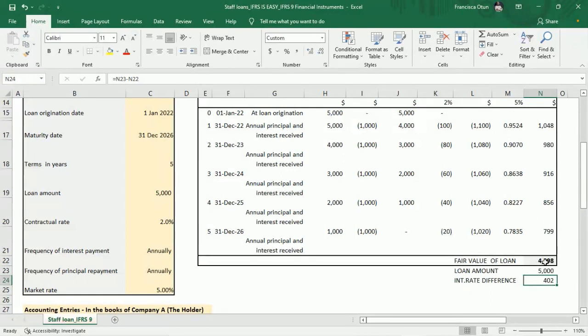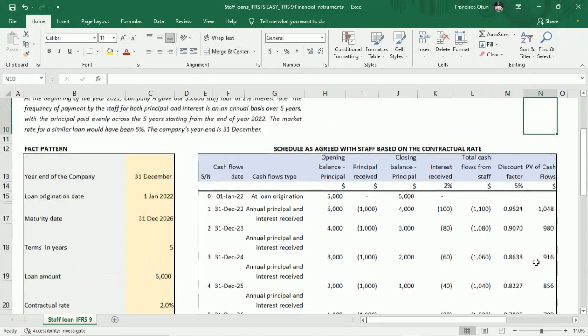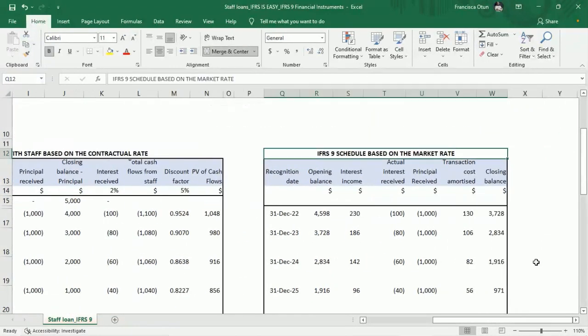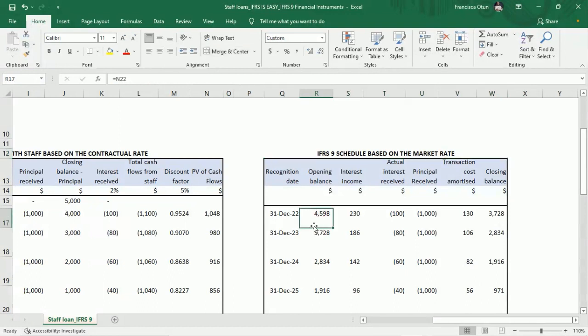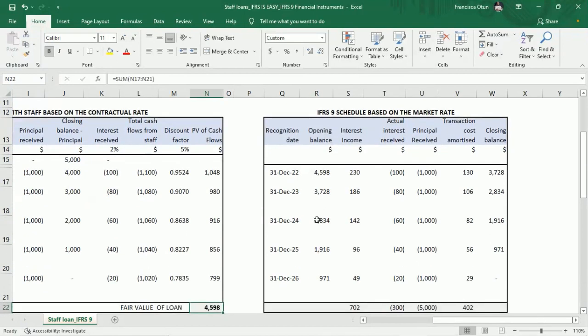So that's how that works. Now let's look at what the IFRS 9 schedule is. So you will see that the IFRS 9 schedule is saying that our opening balance for year 2022 is the fair value of the loan. That's the opening balance. Now the interest income will now be calculated.